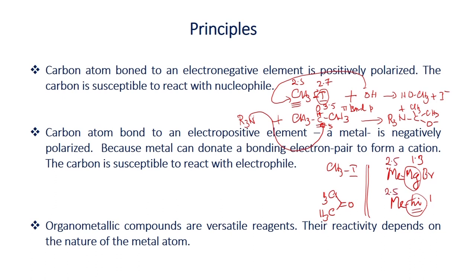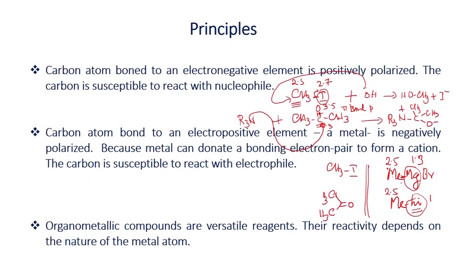Now the bond pair is polarized towards carbon. So, whenever a carbon is bonded with an electropositive element, the bond pair is polarized towards carbon. In other words, the more electropositive, the less electronegative the metal, the more this bond is polarized towards the carbon. Therefore, now this methyl group can act as a nucleophile or base. Since it's electron rich, it can act as a base, it can act as a nucleophile.